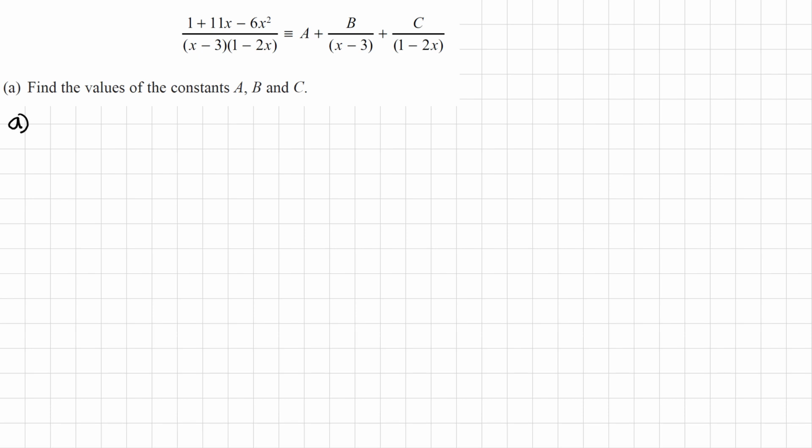Now since this is an improper fraction, and we know that because the degree, or the maximum power at the top, is the same as the maximum power at the bottom, that's a degree of 2, it's improper. So if the power at the top is the same or greater than the one at the bottom, it's improper. So we have a whole number part here, which is called the quotient.